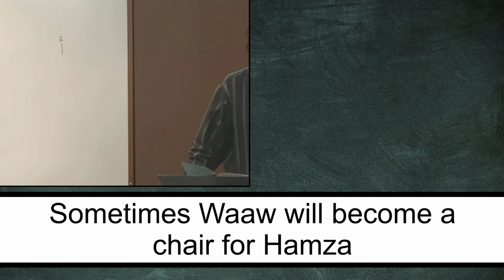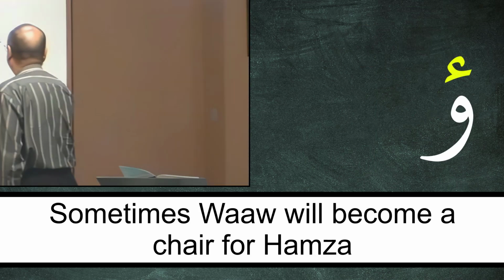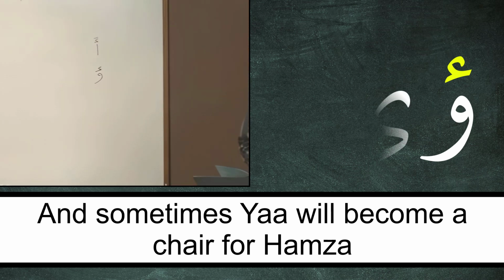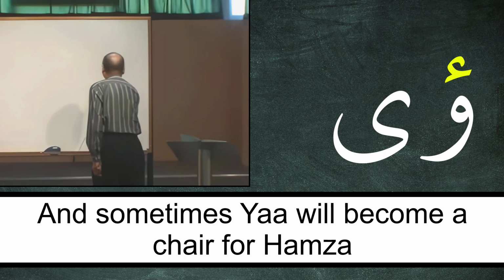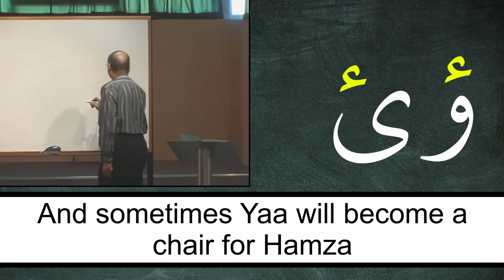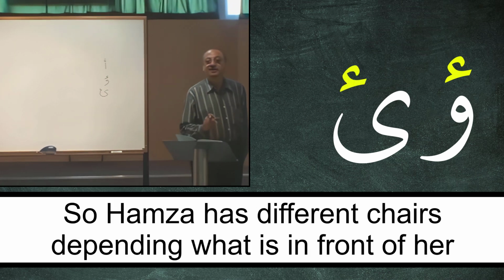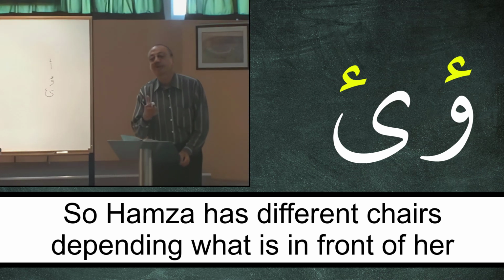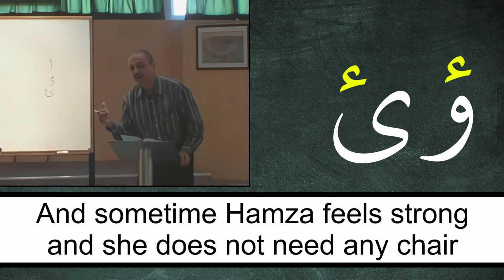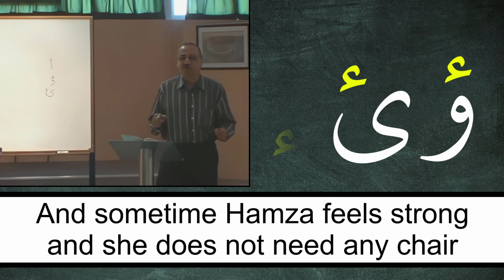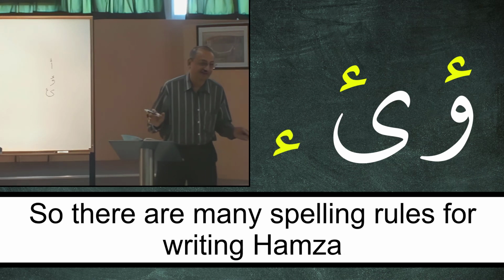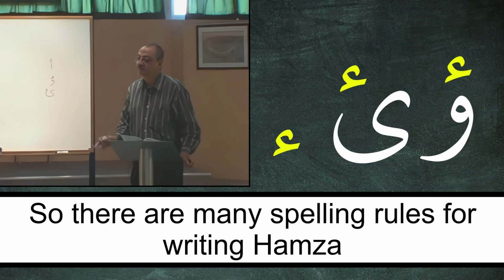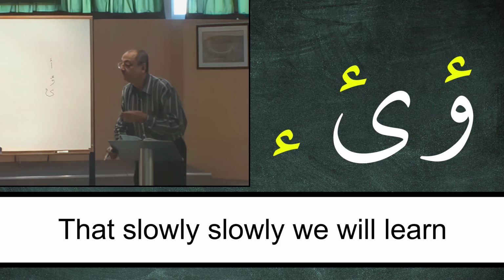Sometimes Waw will become a chair for Hamza. And sometimes Ya will become a chair for Hamza. So Hamza has different chairs depending on what is in front of her. And sometimes Hamza feels strong and she doesn't need any chair. So there are many spelling rules for writing Hamza that slowly we will learn.